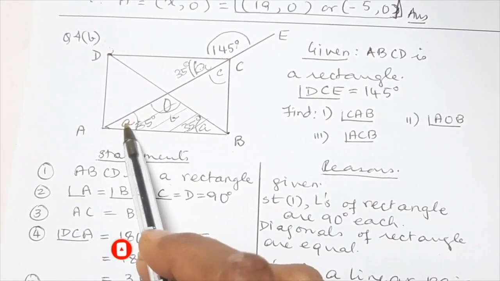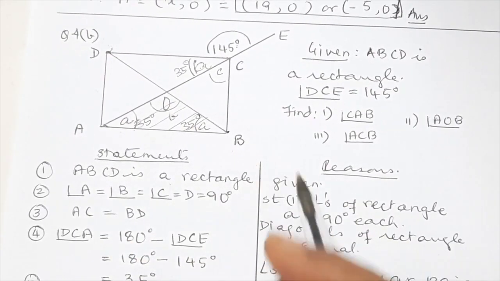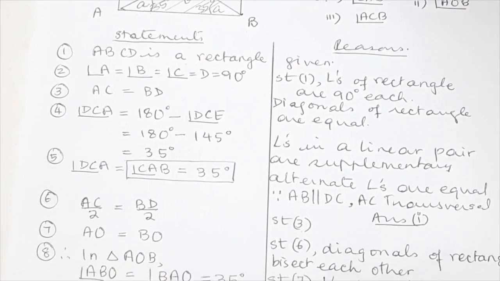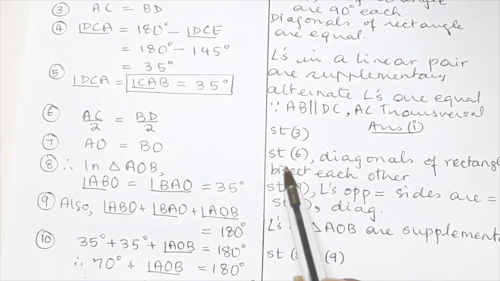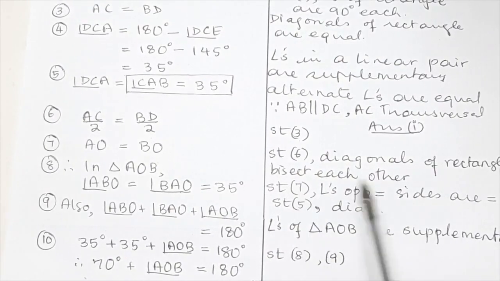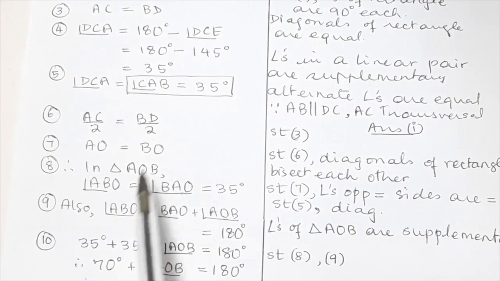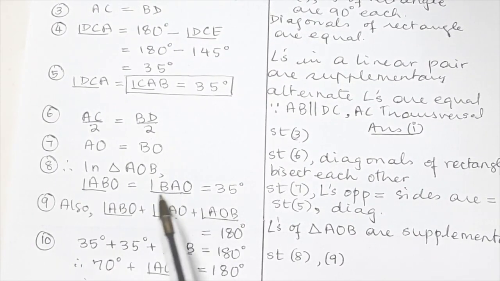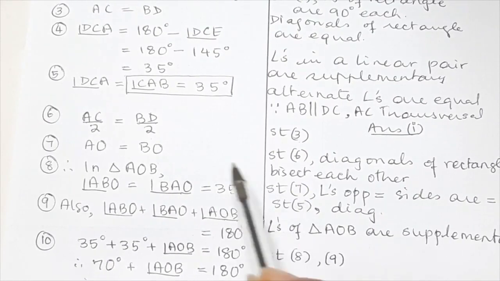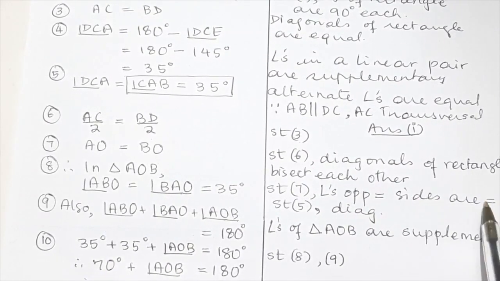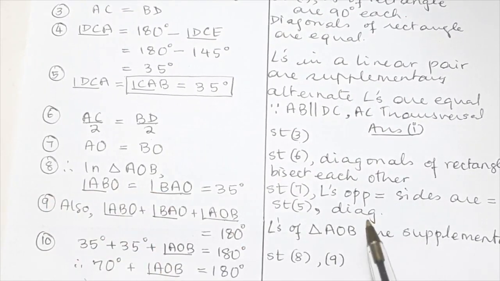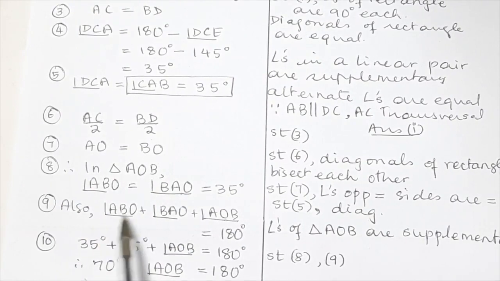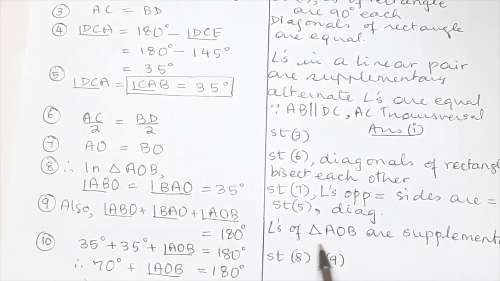This angle plus this 35 plus this 35 will be 180 degrees, since angles of the triangle are supplementary. So see how we are writing it. You have the diagram in front of you. You have drawn it already, right? Statement number 6, as diagonals of the rectangle bisect each other, then in triangle AOB, angle ABO equal to angle BAO equal to 35 degrees. From statement 7, as angles opposite to equal sides are equal, and also from statement 5, which says these two angles are 35, and the diagram. Then we will talk about the 3 angles of triangle AOB being supplementary. We write equal to 180 degrees, see there.